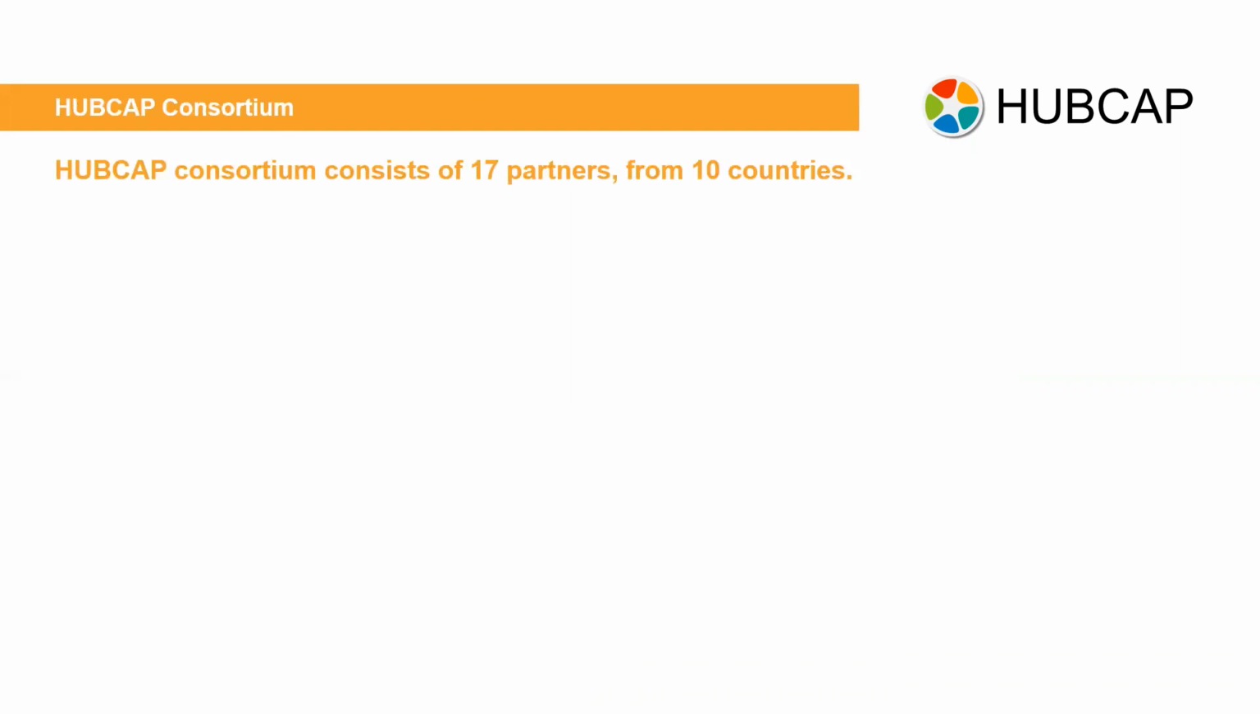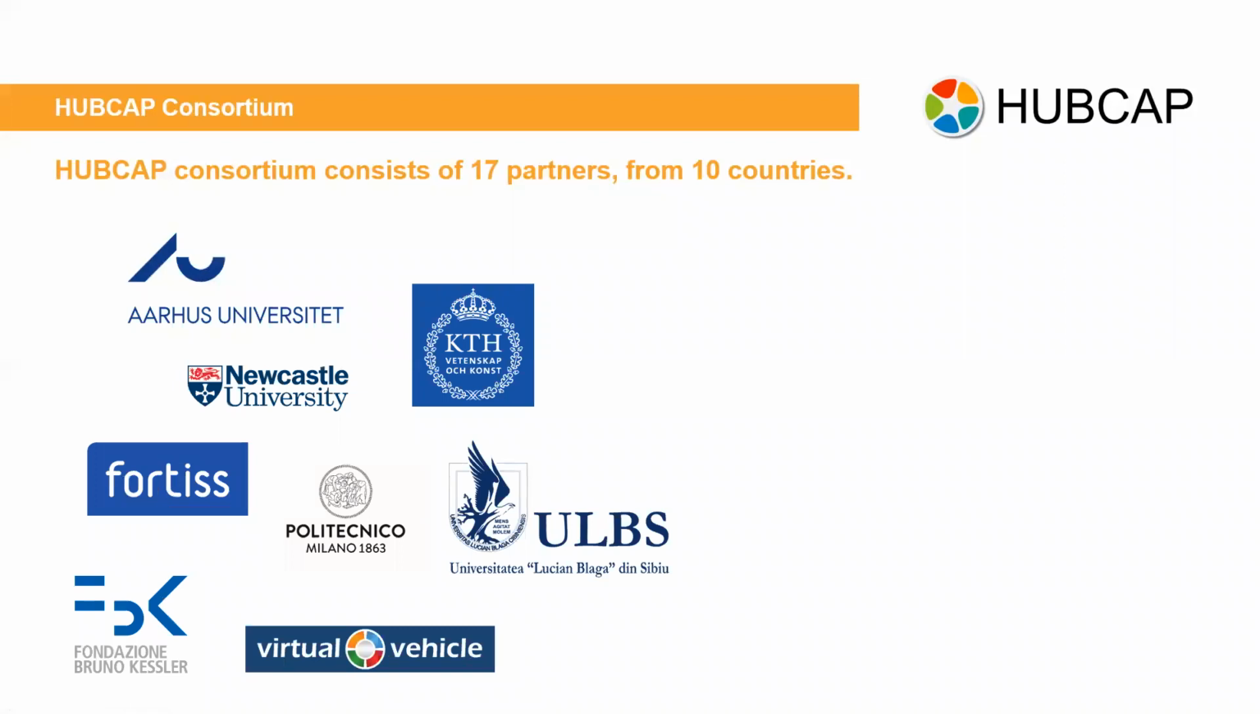The HUBCAP consortium consists of 17 partners. We come from 10 countries. The organizing partner is Aarhus University, where I'm based in Denmark. And there's a network of registered EU digital innovation hubs: Newcastle University in the UK, KTH in Sweden, Fortis in Germany, Fondazione Bruno Kessler and Politecnico Milano in Italy, Virtual Vehicle in Austria, and University Lucian Blaga in Romania. So these can be your direct contact points, if you live in one such country.